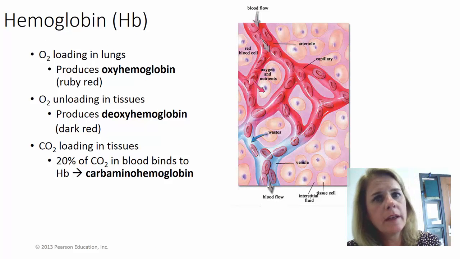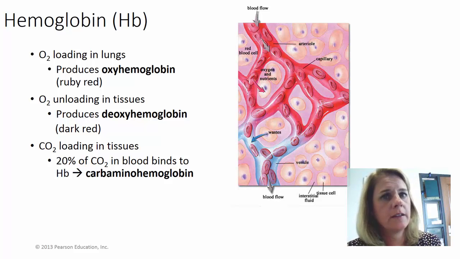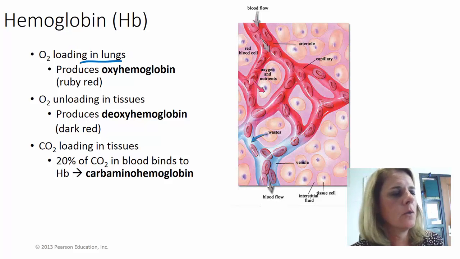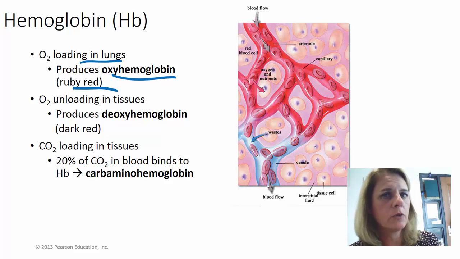So hemoglobin picks up oxygen, and then it deloads or releases oxygen, and it also can pick up carbon dioxide. So we pick up oxygen in the lungs, okay? So when oxygen binds that hemoglobin, we call it oxyhemoglobin. Again, that's what gives arterial blood that ruby red look, that really bright red color of arterial blood is that binding of oxygen and hemoglobin.